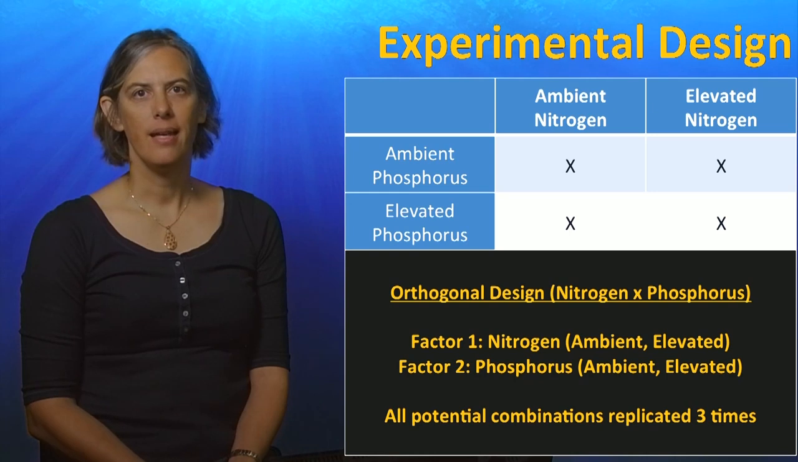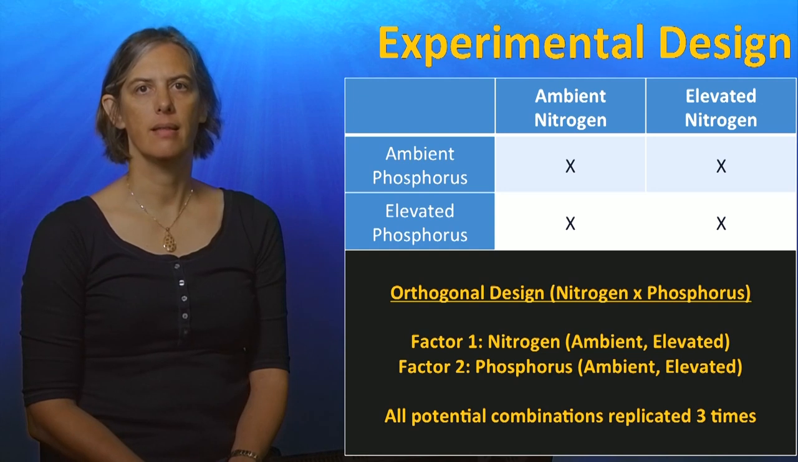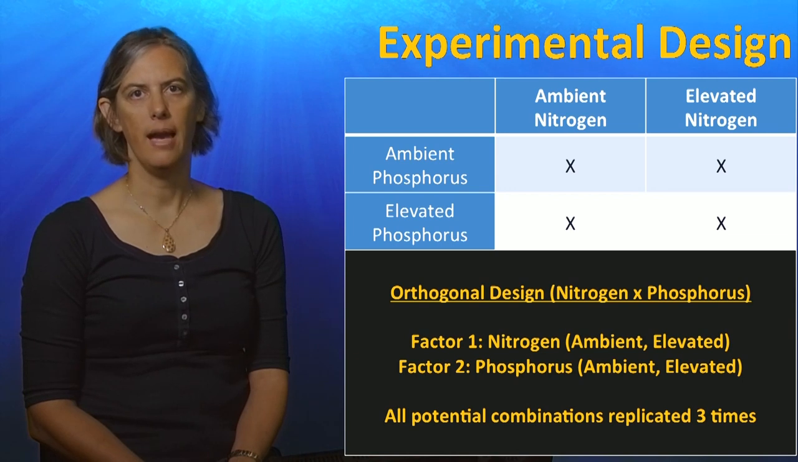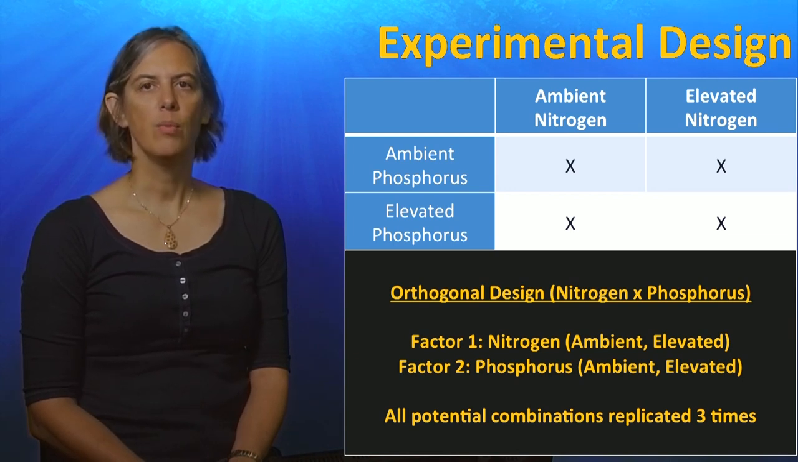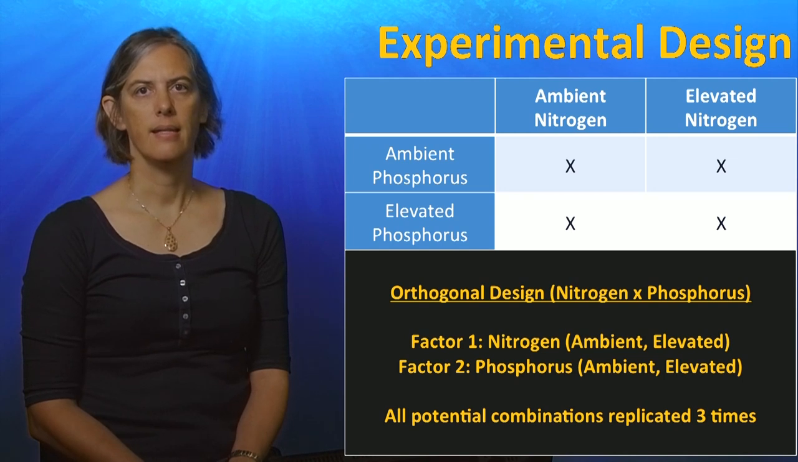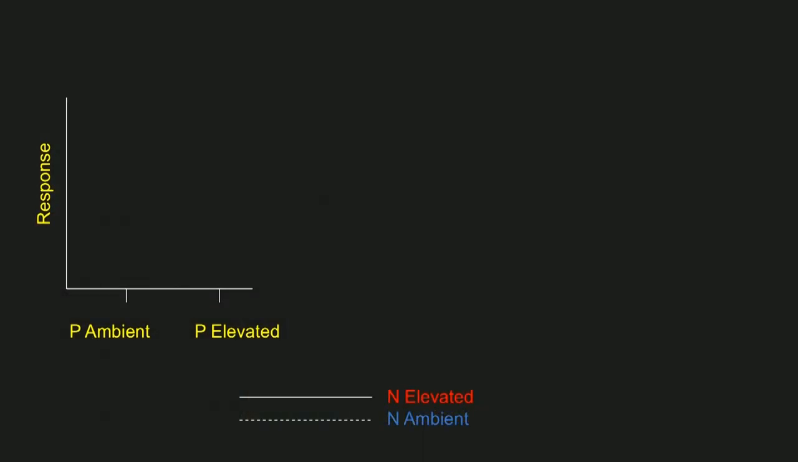If we were to tabulate the results like we did before for the nested design, it becomes apparent that there are 2 factors involved in this experiment, nitrogen and phosphorus, each with 2 levels, either ambient or elevated. What you will notice in this data is that results are obtained for every possible combination of these factors. This experimental design is said to be orthogonal. Sometimes it is important to determine the existence of interactions.